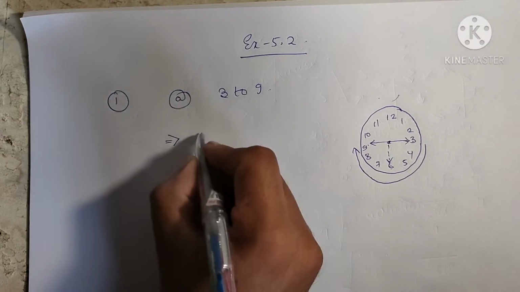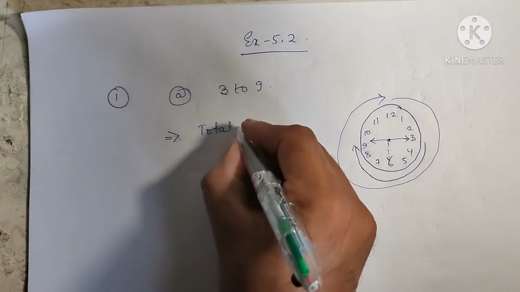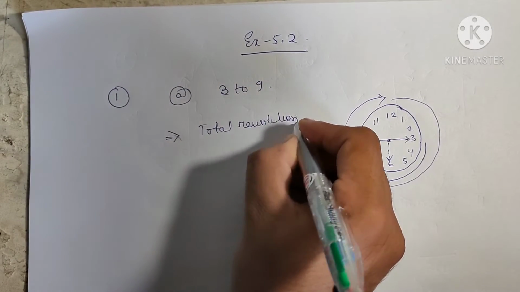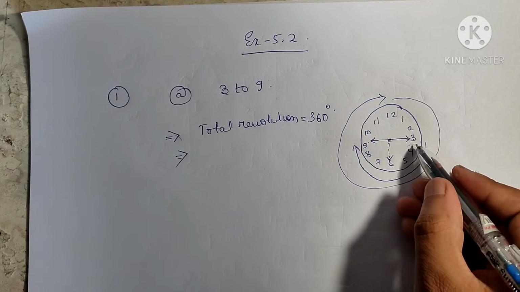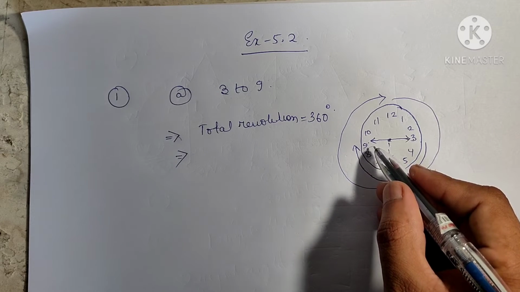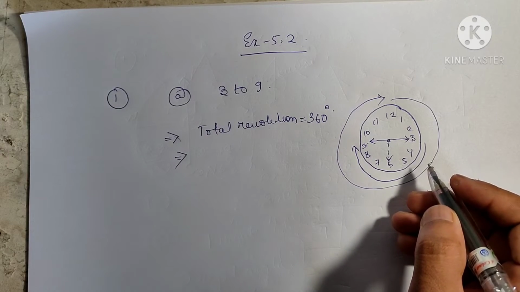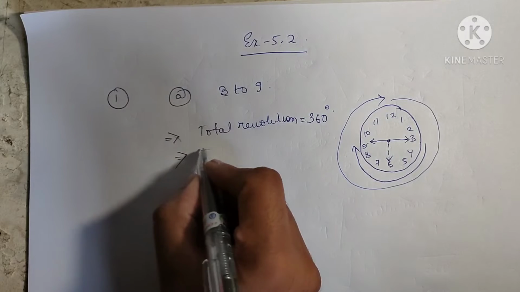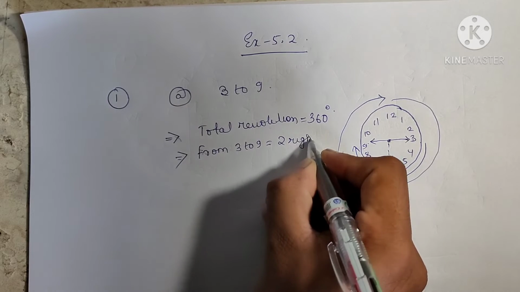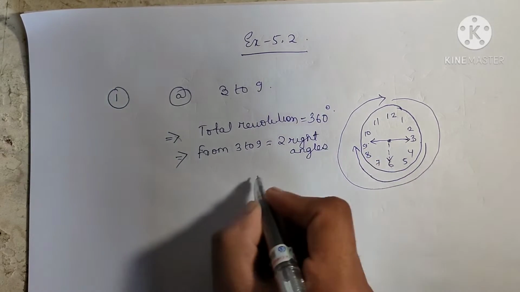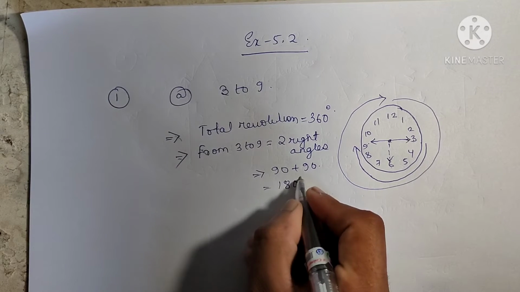So what is the total revolution we have known? It is 360 degrees. So total revolution equals 360 degrees. And then when the clock goes from 3 to 9, we are having 2 right angles. 2 right angles means, as I have told you, 90 plus 90, isn't it? 1 right angle equals 90 degrees, so 2 right angles equal 180 degrees.